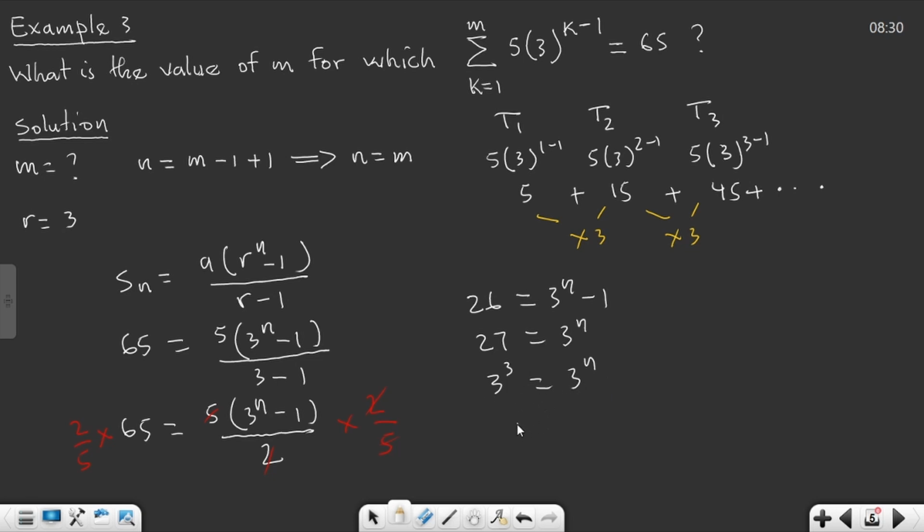So n is equal to 3. And therefore, m is also equal to 3. We have solved for m. Can you see that? Okay.